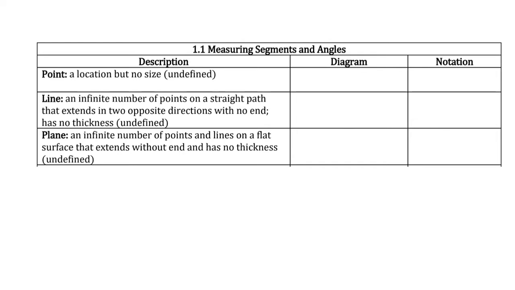So we're going to start with 1-1, which focuses on measuring segments and angles. What you'll see are the definitions. I'm going to go through them as well as draw a diagram and show you the notation you'll see for each term. The first one is a point. It's a location, has no size, and it's undefined.